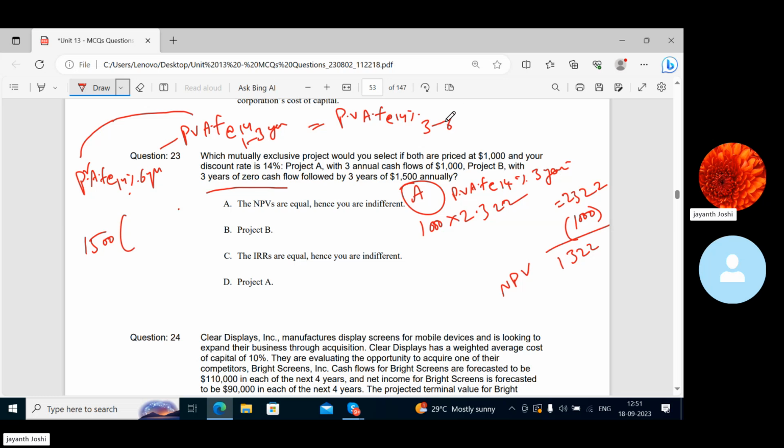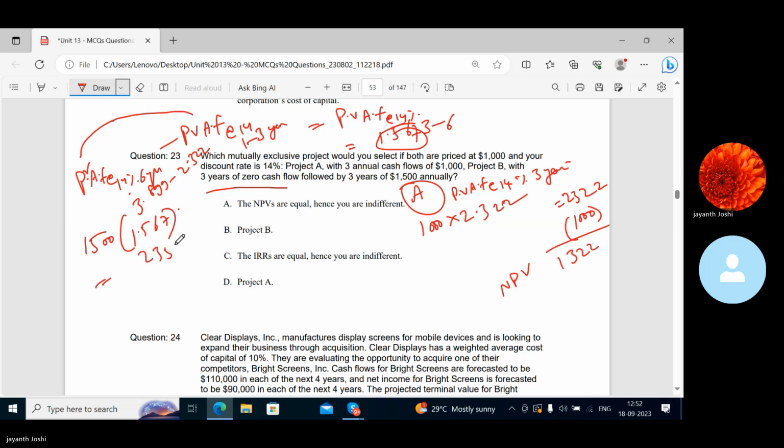Am I right or wrong? Yes, sir. Right. From the total 6 years, if I remove 1 to 3 years, I get 3 to 6 years. So can you tell me the difference? 3.889 minus 2.322, right? Yeah. Can you tell me the answer? 1.567. Then 1,500 into 1.567. So what's the answer here?